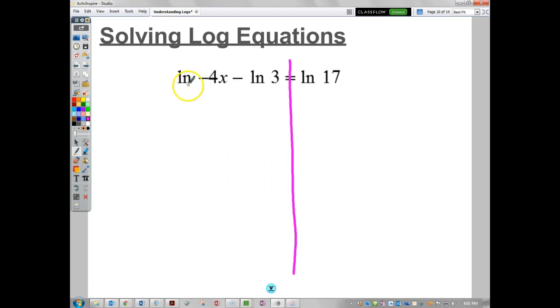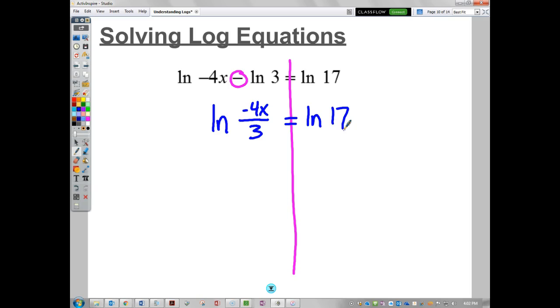But the left side needs to be condensed to just a single logarithm. So we have to use our log properties. We're subtracting these 2 logs, and that means we have to use the quotient property, which says if you're subtracting 2 logs, you make them 1 log through division. So this will become the natural log of negative 4x over 3 equals the natural log of 17.